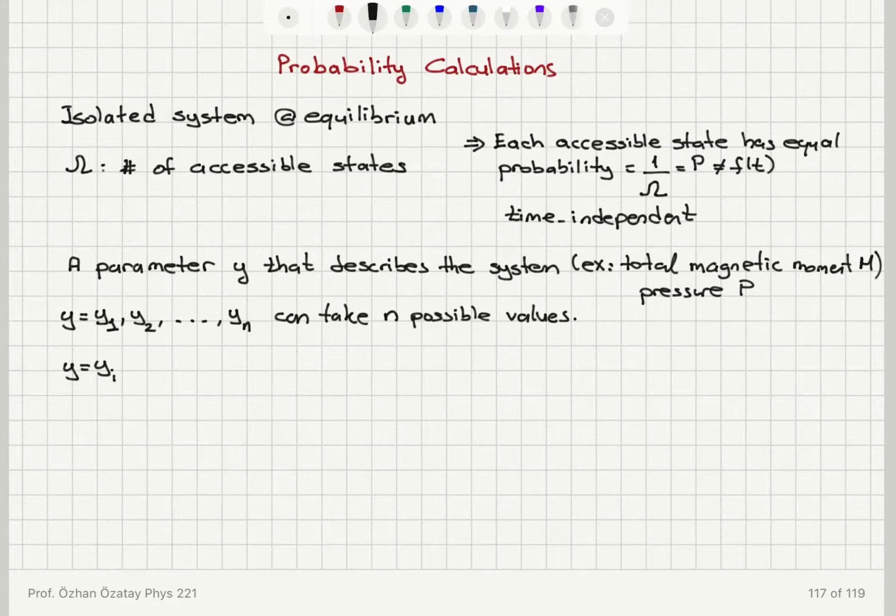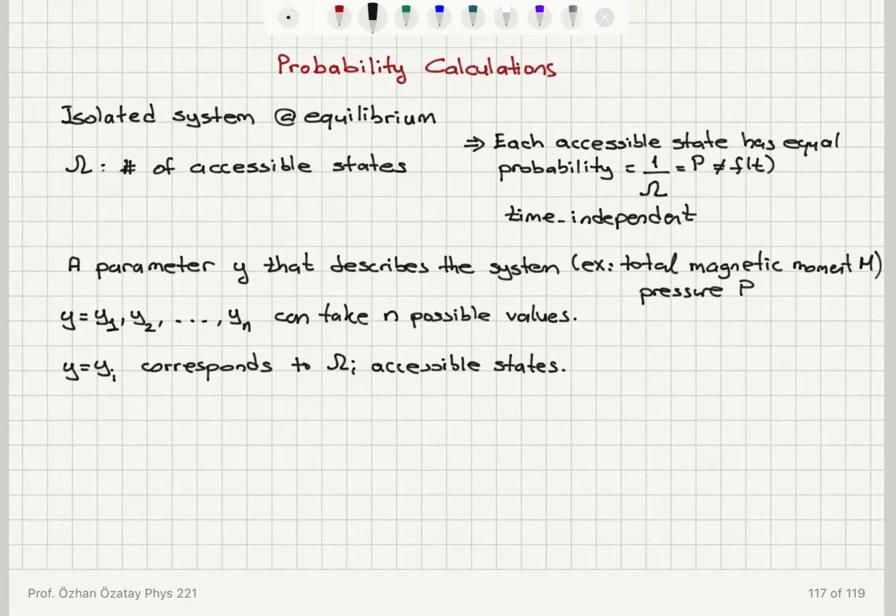And a specific value of this parameter, y equals y sub I, the ith value, corresponds to a certain number of accessible states, omega I accessible states. So let's say that, for example, the first, second, and third accessible states all satisfy y equal to y1. And 4, 5, 6, 7 satisfy y equal to y2, etc. So for each discrete value of y, I have a corresponding number of accessible states that gives me that value of y.